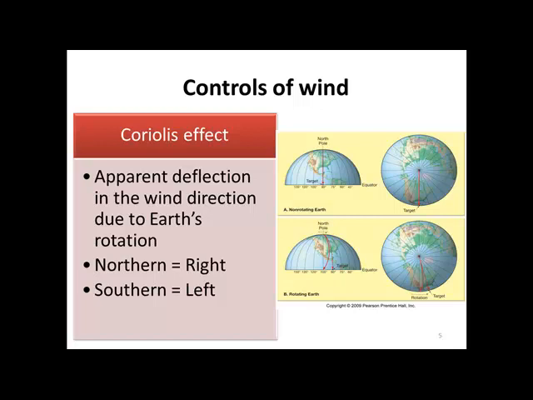This effect is called the Coriolis effect. It causes an apparent deflection in the wind direction due to the Earth's rotation. In the northern hemisphere, this happens to the right, and in the southern hemisphere, it happens to the left.